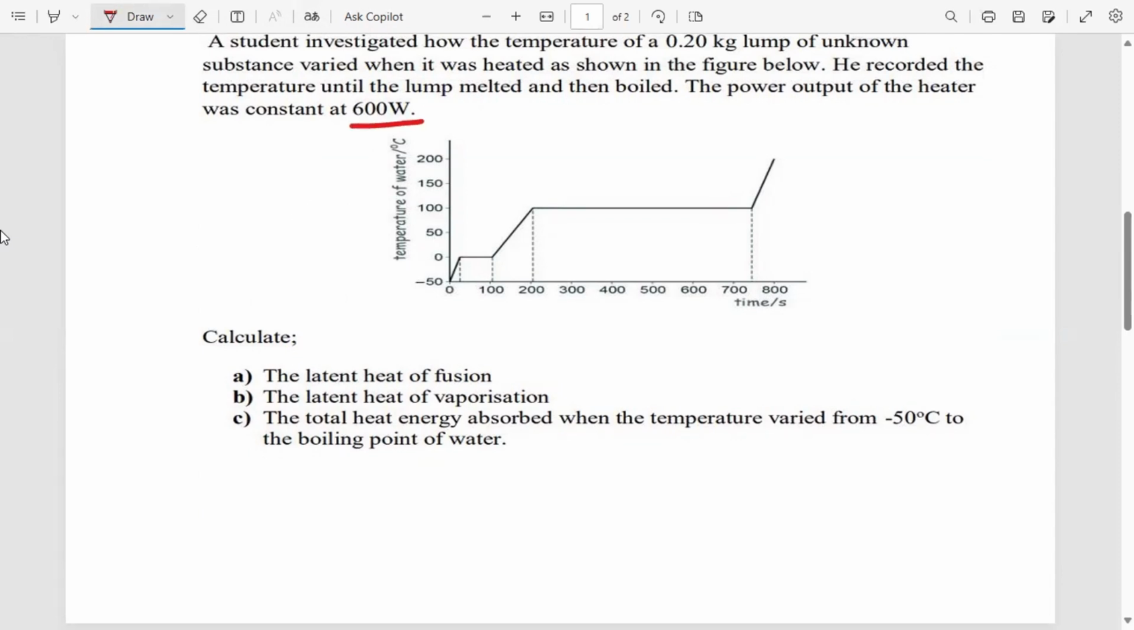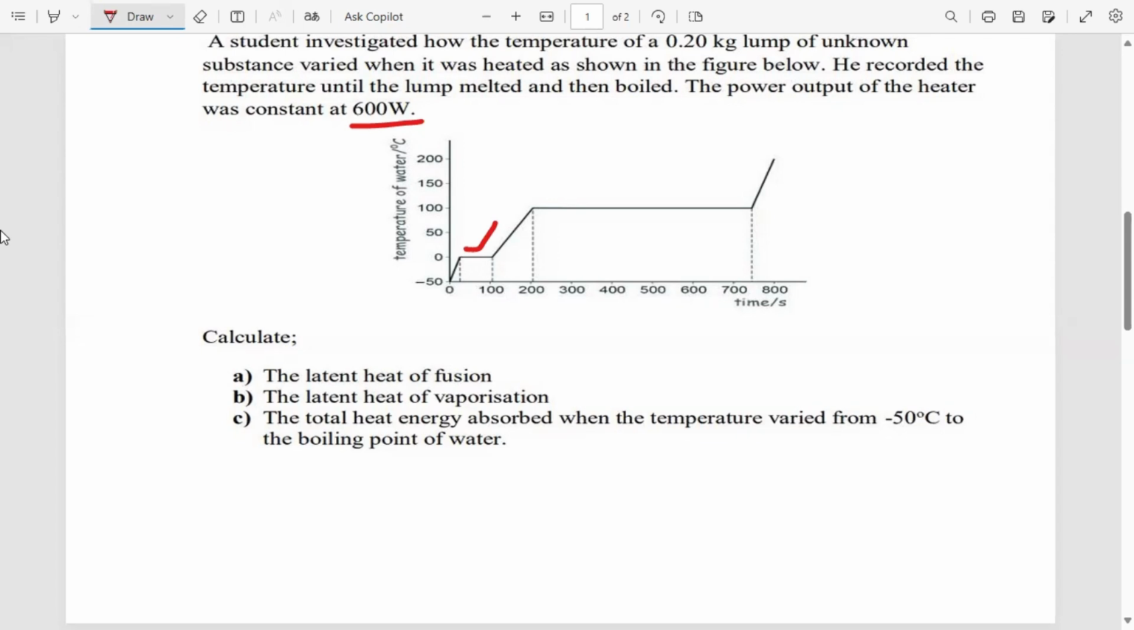This is the power supply, and the power supply is constant throughout this process. And question A is saying, what is the latent heat of fusion? If you check this diagram, the latent heat of fusion is when the temperature is constant, and it is the heat that is being used to convert the ice from its ice state to the liquid state. And when you are doing that, temperature remains constant. This is the graph which is showing us where latent heat of fusion is located. That's where the melting is taking place. The temperature is constant at 0 degrees Celsius.